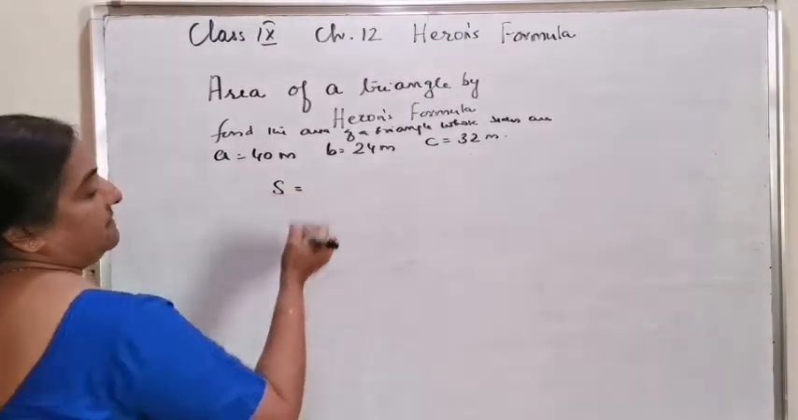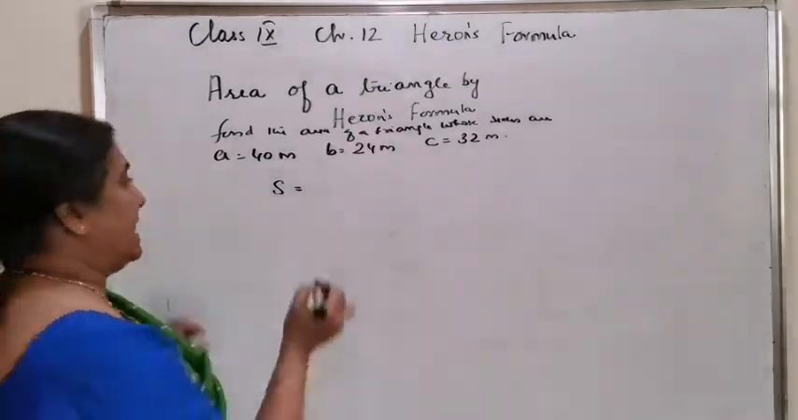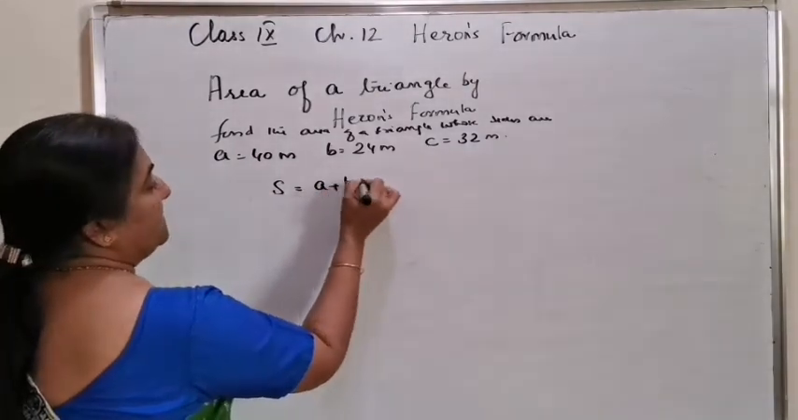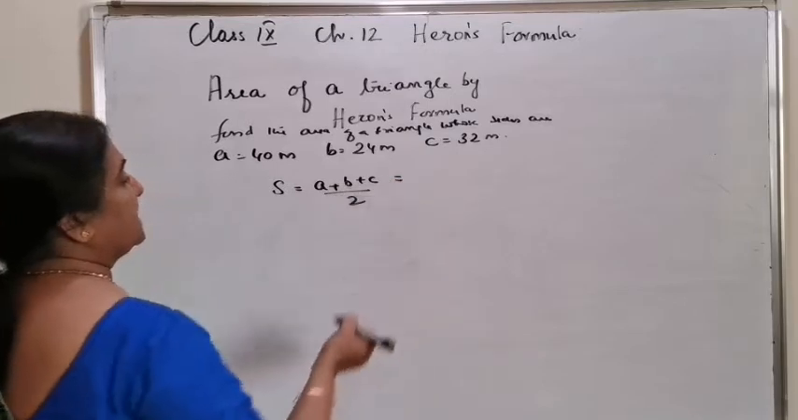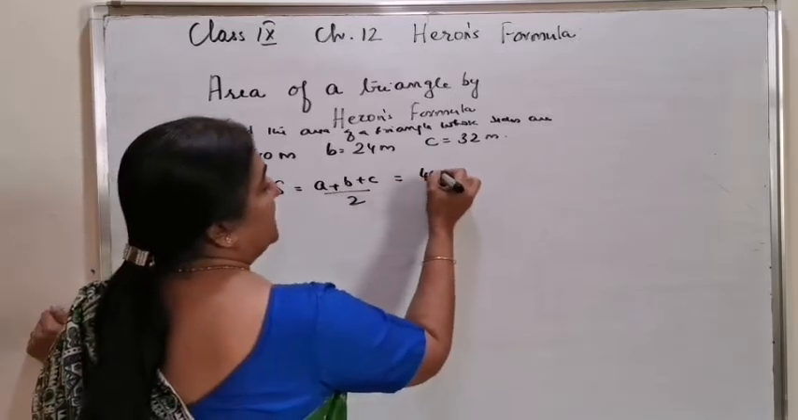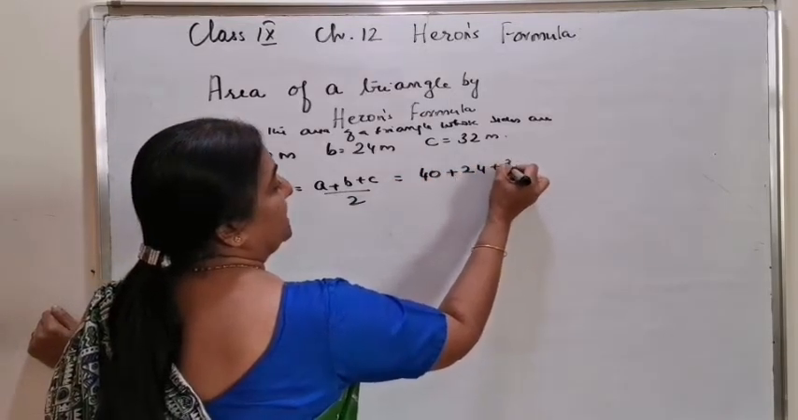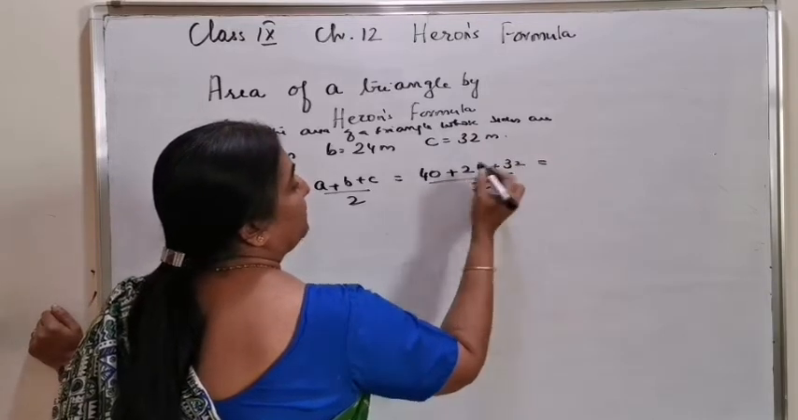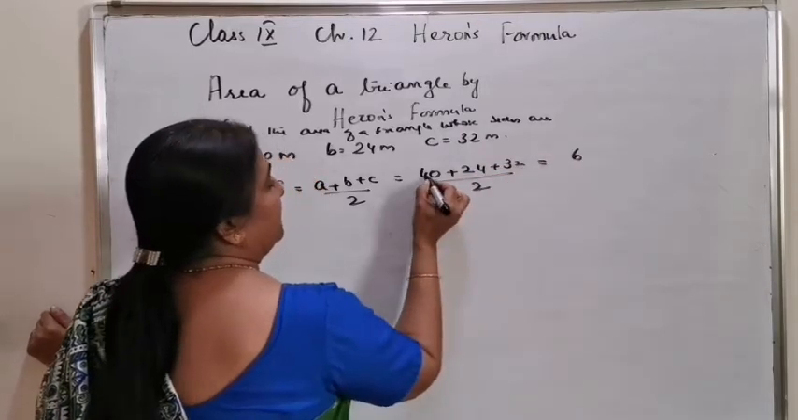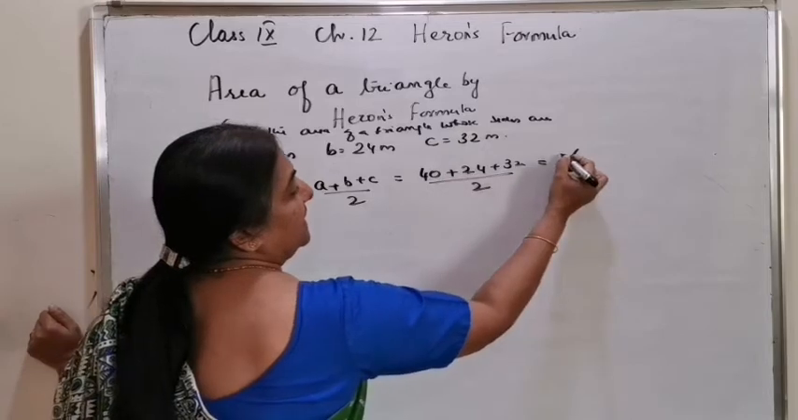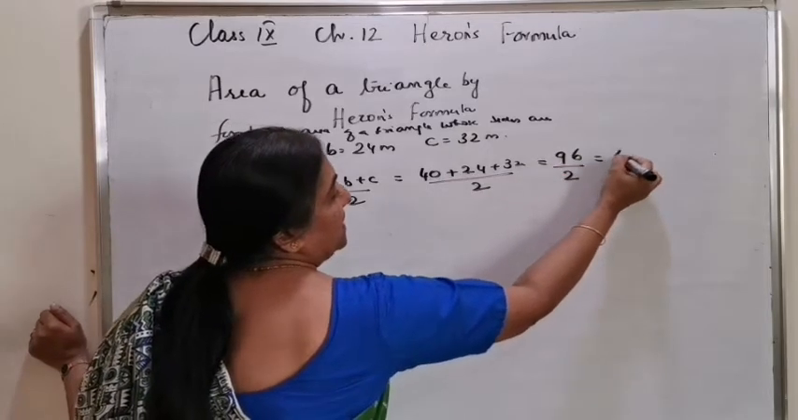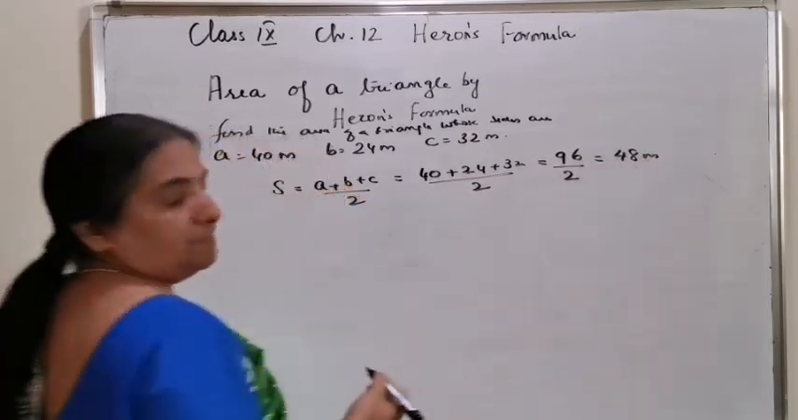Now, the first calculation is semi-perimeter S as A plus B plus C by 2, which is the same as normal addition 40 plus 24 plus 32 by 2. 4 plus 2, 6. 6 plus 3, 9. 96 by 2 is 48 meter.